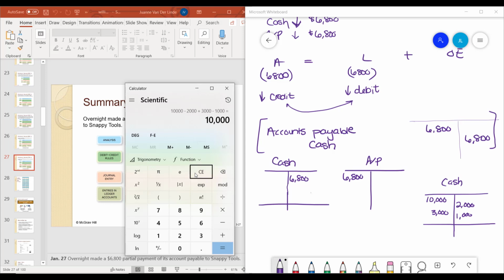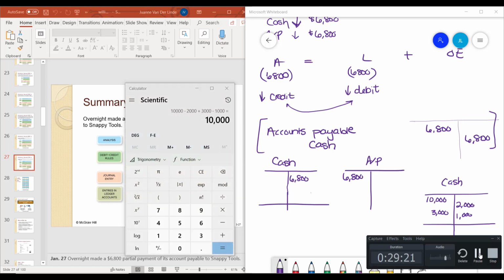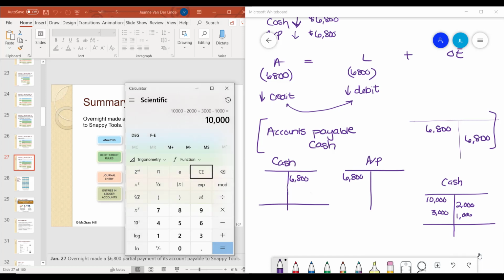So looks like I have a balance there of $10,000. I'm not sure if that looks right. We did 10,000 minus 2,000 plus 3,000 minus 1,000. That looks about right. All right. So that's a positive 10,000. That means I have a $10,000 cash balance, but it's a debit balance. So we would write that balance here on the left-hand side.